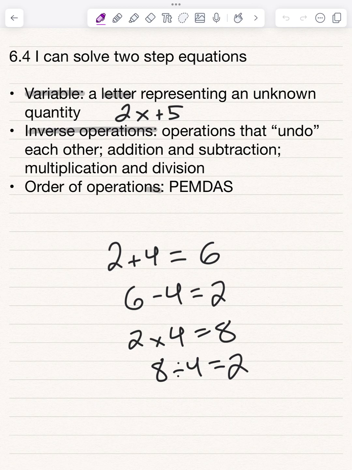And then lastly, the order of operations, or PEMDAS, just the order in which we solve things. We've got parentheses, exponents, multiplication, division, addition, subtraction. So reminder, multiplication and division we do at the same time left to right, and addition and subtraction we do at the same time left to right.